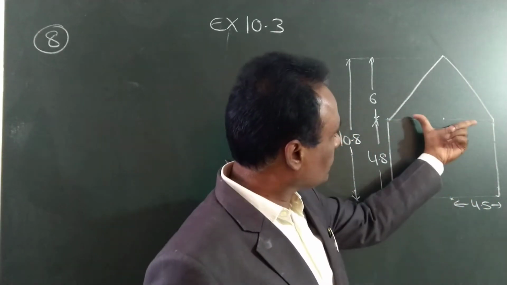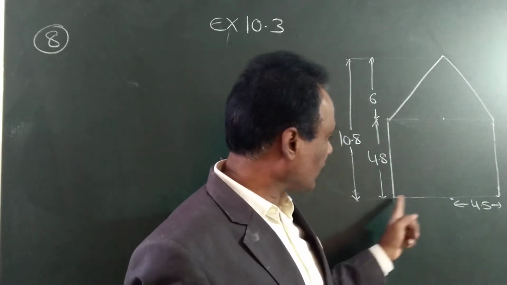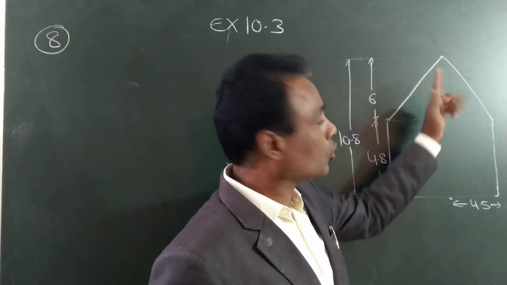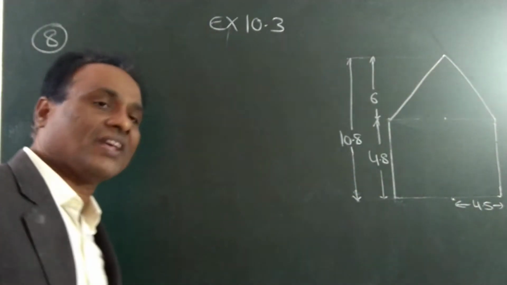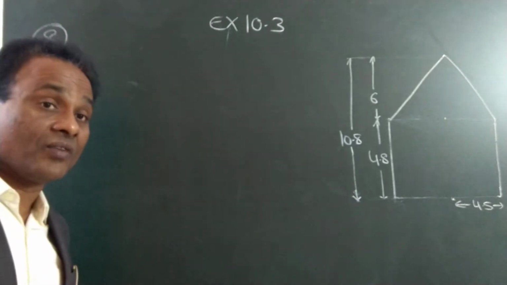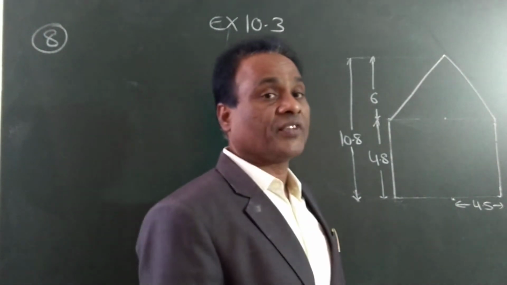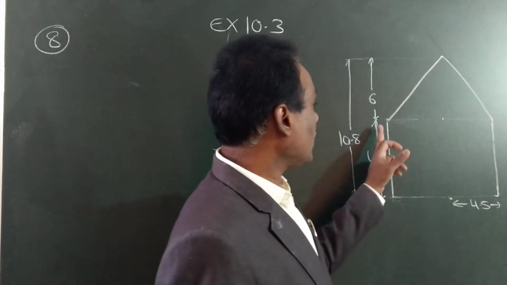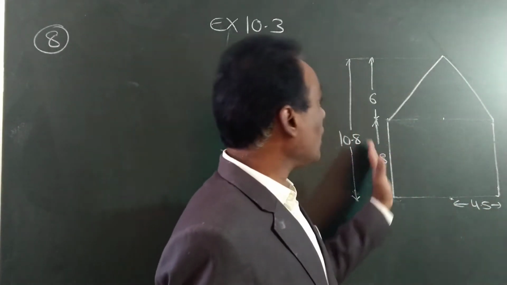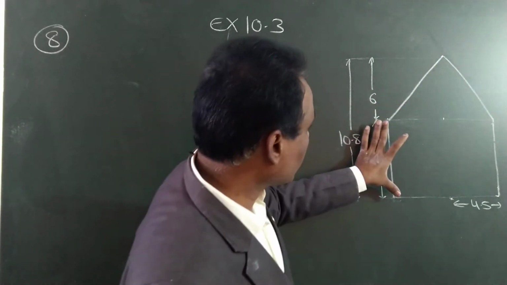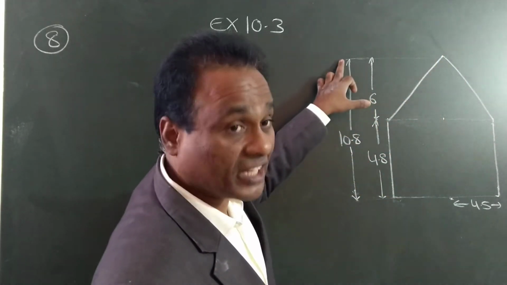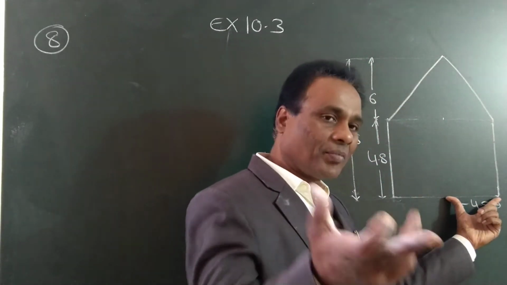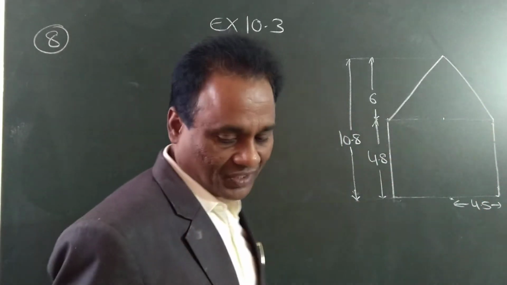This diameter is also the same. So this 4.5 we can use for the cylinder, and we can also use it for the cone. This is the diagram given. First read the question, and after reading the question, we draw the diagram. This is the cylindrical shape. On the top there is a conical shape. Cylindrical shape height is 4.8. Total height is 10.8. 10.8 minus 4.8 is 6. This radius is given in the problem as 4.5. That's all. Write down.